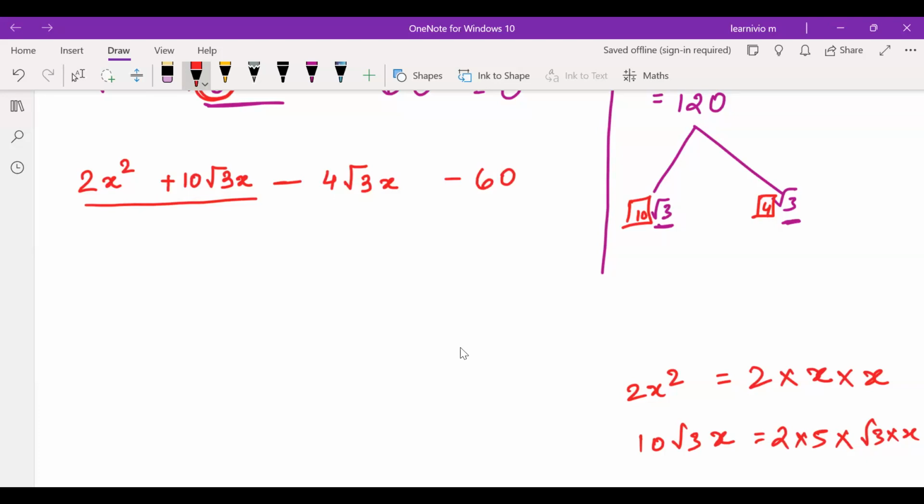Can we take root 2 as common? Is it root 2 or just 2? It's just 2. Exactly, 2x. No worries. What will be remaining? Tell me. It will be x plus 5 root 3. Exactly, 5 root 3, not 5x root 3. Only 5 root 3, yes.